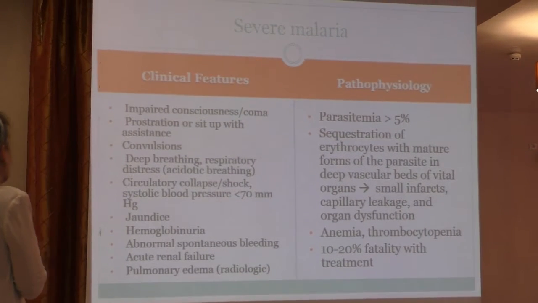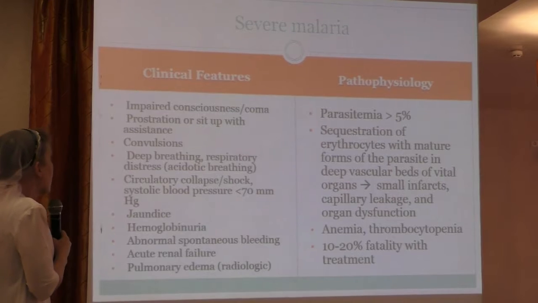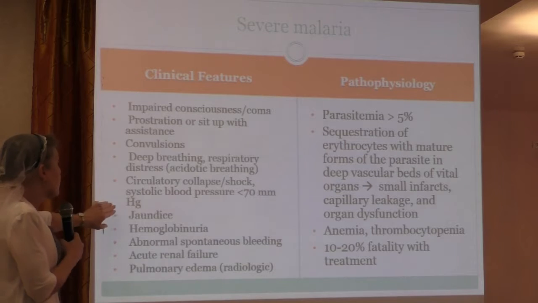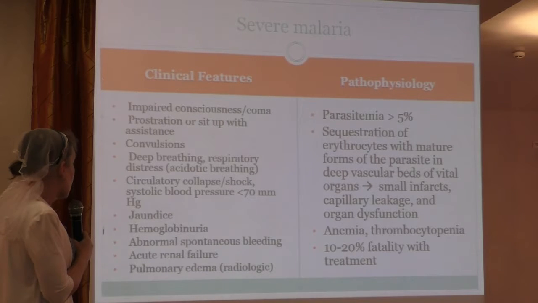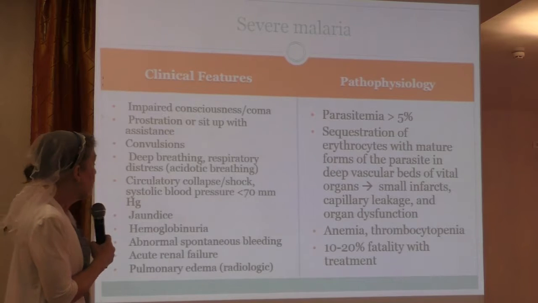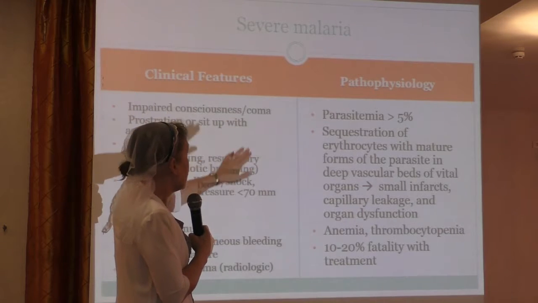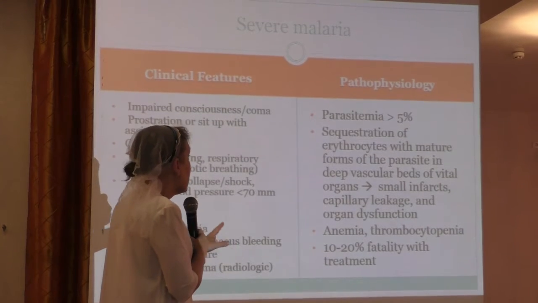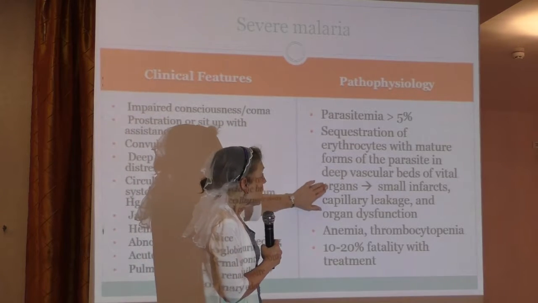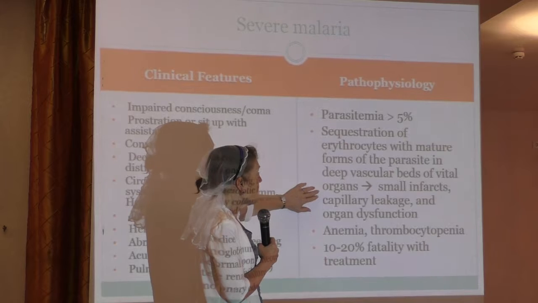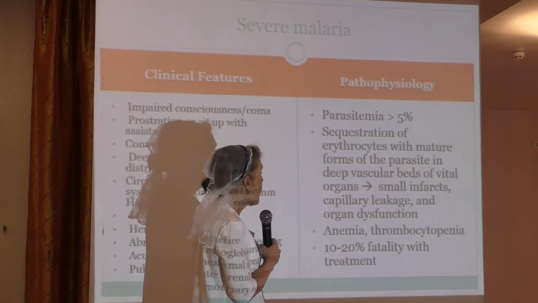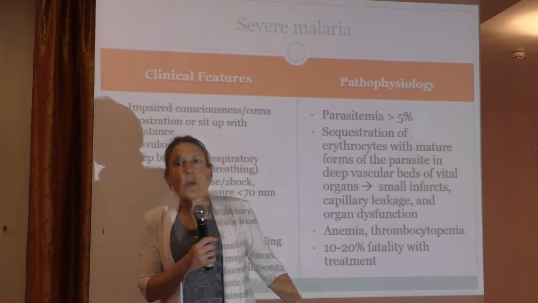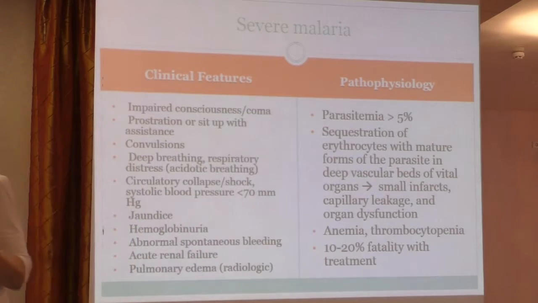So severe malaria has very serious consequences. Coma, prostration, convulsions, acidotic breathing, circulatory collapse and shock, jaundice, hemoglobinuria, spontaneous bleeding, and parasitemia that can be seen. So here's again the same sort of thing that we were talking about, the hematologic symptoms, the hemorrhagic bleeding that occurs, infarcts, capillary leakage, organ dysfunction, anemia, thrombocytopenia. So it's a very, like I said, Satan doesn't come up with a lot of new ideas.